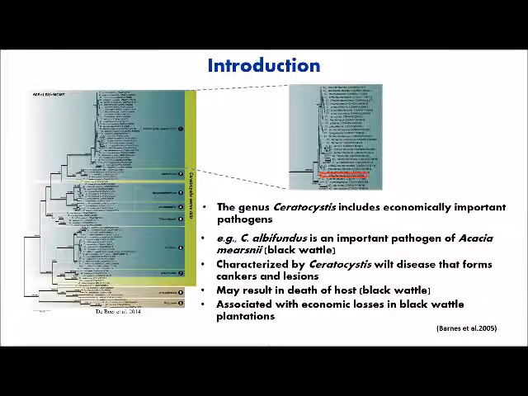The genus Ceratocystis includes various economically important pathogens, of which one of them is Ceratocystis albifundus. Ceratocystis albifundus is a causal agent of Ceratocystis wilt on Acacia mearnsii, which is identified by cankers and lesions on the bark. In the final stages of disease, wilt, dieback, and death of course can occur. This then results in low yield and low quality of wood that is produced, finally affecting the economy of black wattle plantations negatively.